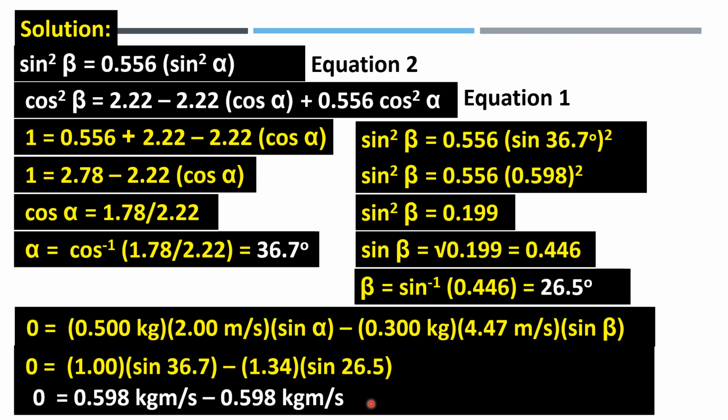So that's it. We are done with our computation for a problem involving kinetic energy as well as conservation of kinetic energy and conservation of linear momentum. Okay?